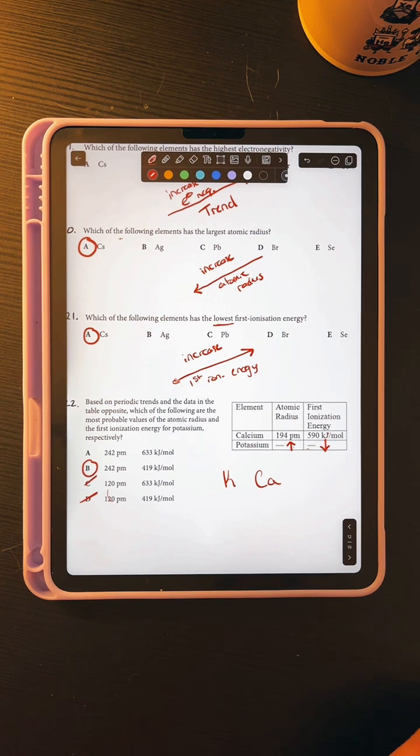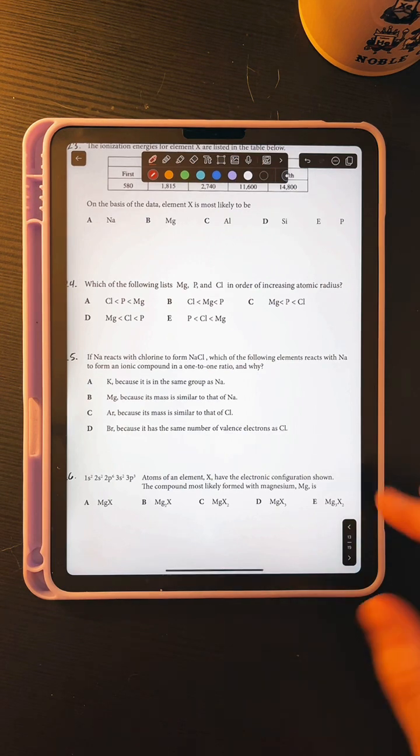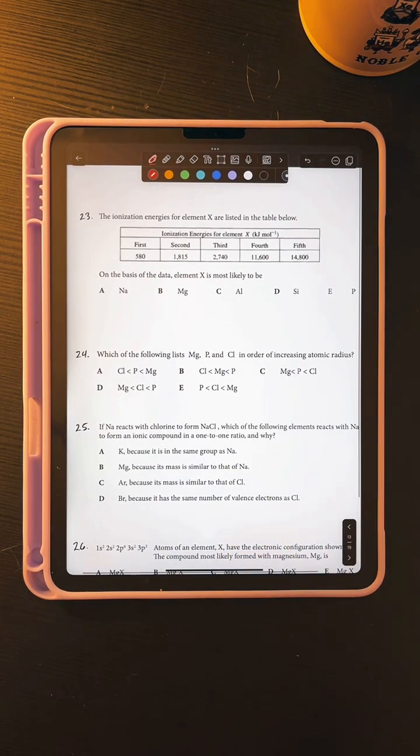Amazing. Nice job, everyone. We have 4 more multiple choice in this section. We're getting there. I'm going to rest my voice for just a sec.